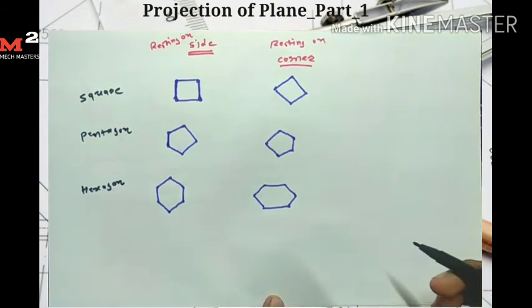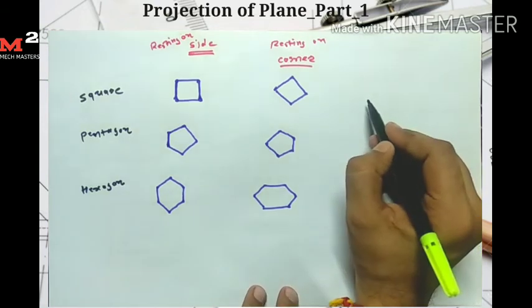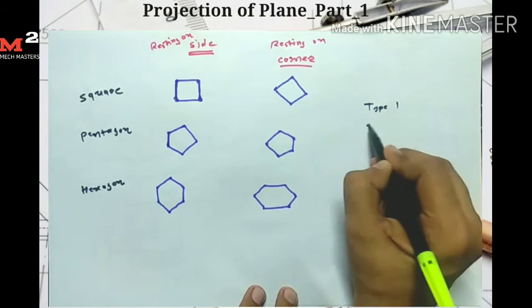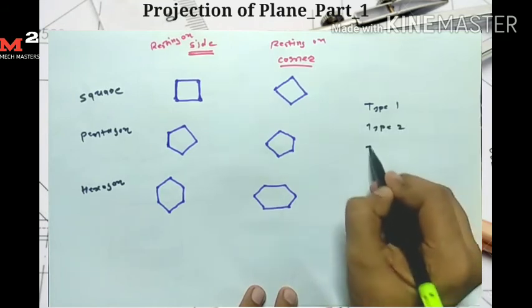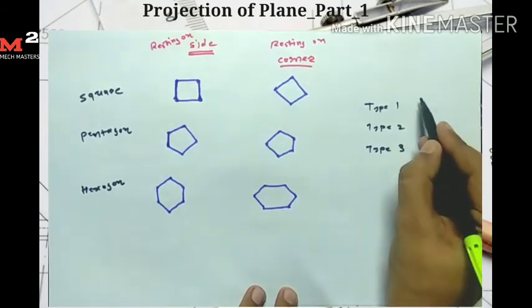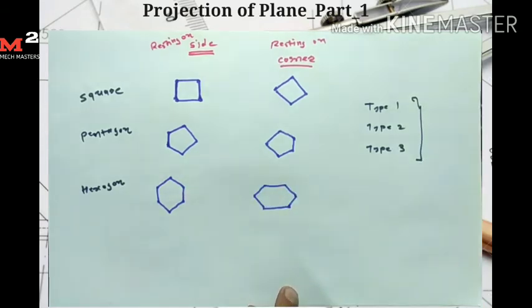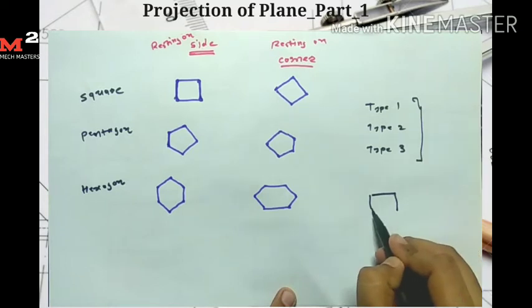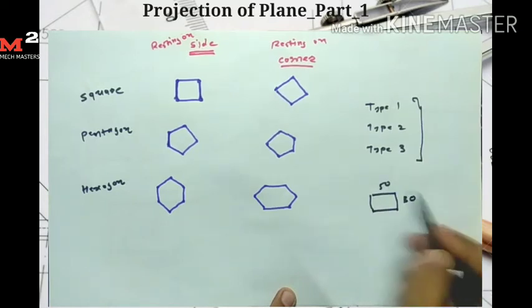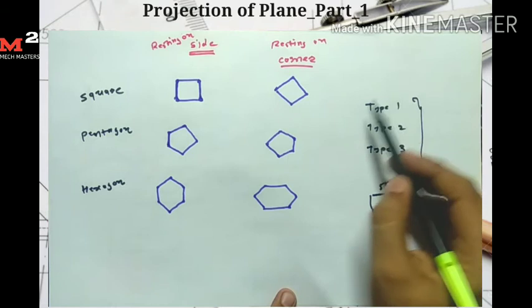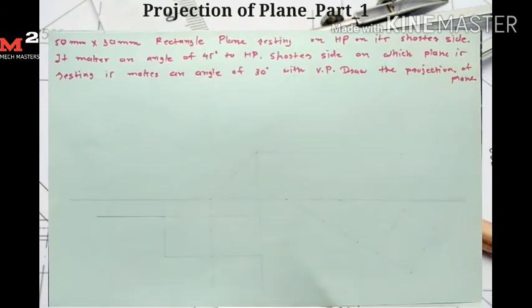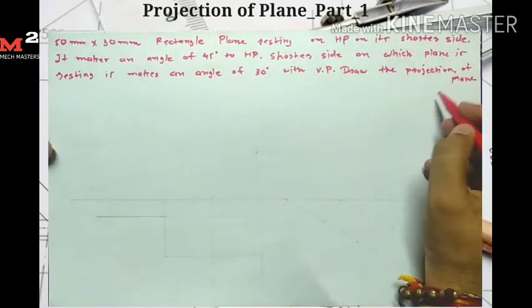Okay, in projection of plane there are three types of problem, or I say I categorize the problems in three categories. Okay, type 1, type 2 and type 3. We learn all three types one by one. I explain all three types by taking a rectangle plane of 50 by 30. Okay, let's start first with type 1. Let's see this problem. These are for type 1.